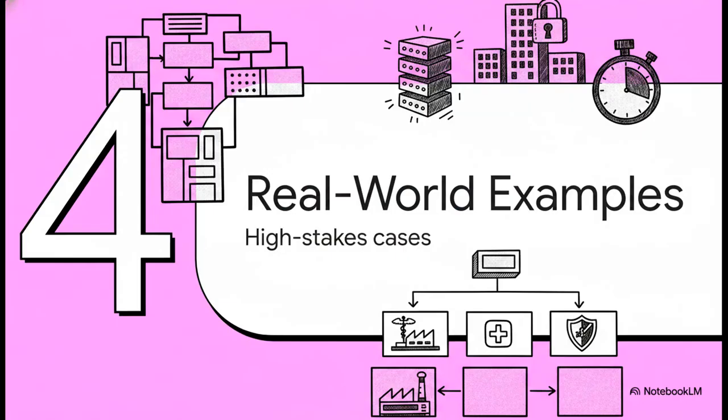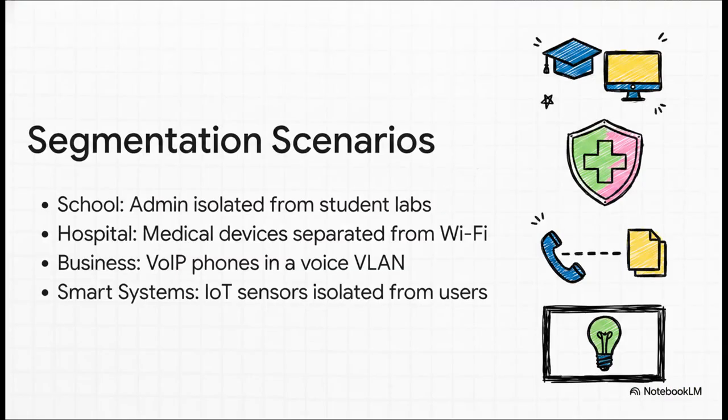Let's dive into Part 4, Real-World Segmentation Examples. Out in the real world, the stakes for proper segmentation are incredibly high. In a school, you absolutely have to isolate the admin offices, which hold all that private student data, from the general student computer labs. In a hospital, the application is quite literally life or death. Medical devices must be segmented entirely away from the public Wi-Fi, and patient record servers have to be tightly controlled so critical, life-saving systems are prioritized over someone streaming a video in the waiting room.